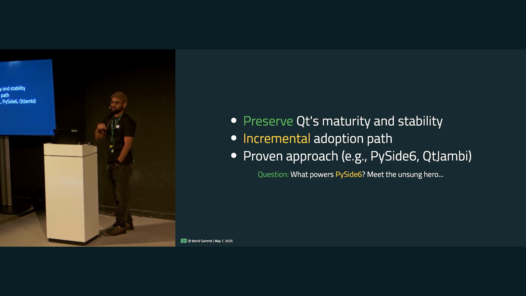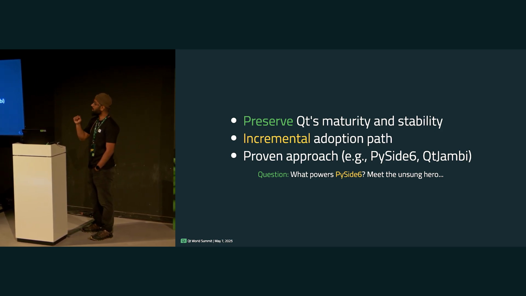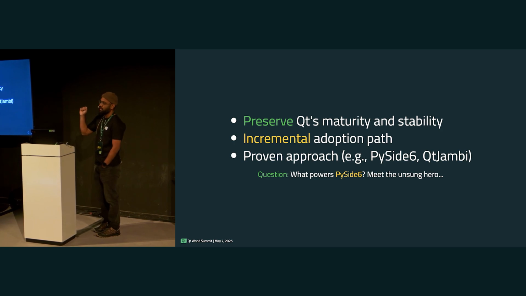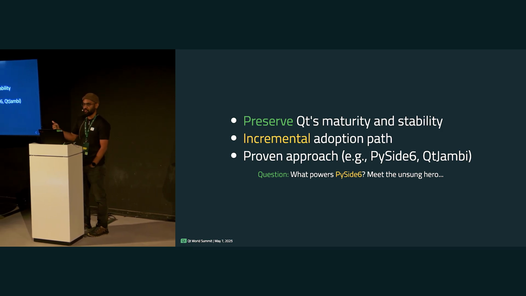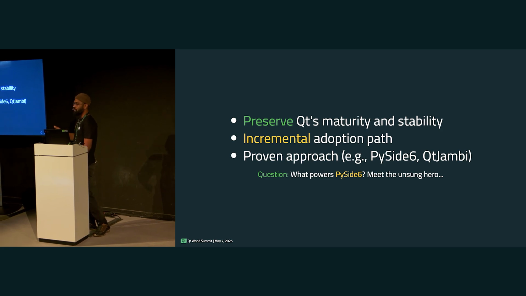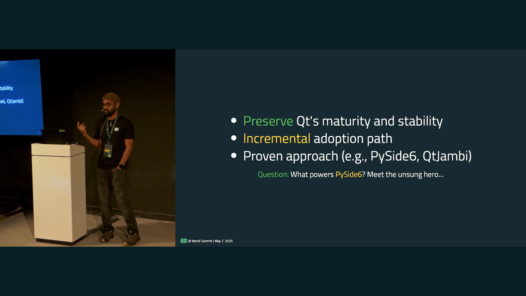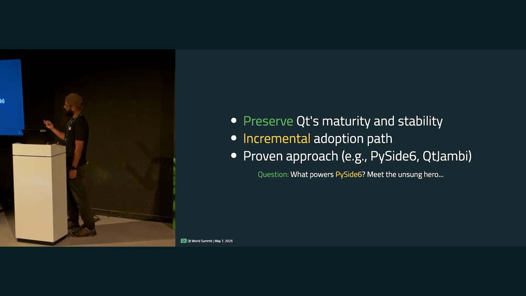It's much better than the first option because it preserves Qt's maturity and stability, because any calls that you make to the language bindings get redirected to the Qt C++ code. It's an incremental adoption path in the sense that you can introduce this language binding into your workflow without disrupting your existing workflow. It's also a proven approach because PySide has existed for many years and is the official Python language binding for Qt. There is QtJambi as well.